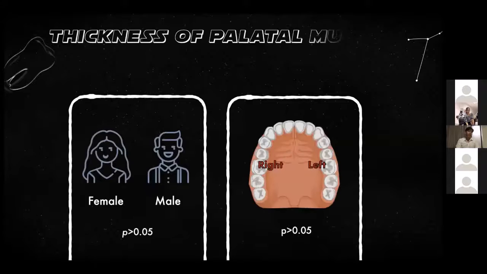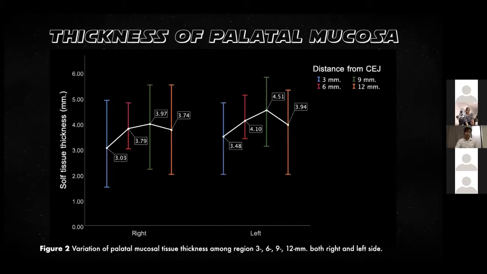From our study, we found that there was no statistically significant difference in palatal mucosal thickness between male and female, and palatal mucosal thickness was symmetric between the left and right side. This diagram shows the mean and range of palatal mucosal thickness, where the x-axis represents the left and right side of the maxillary first premolar, and the y-axis represents the thickness of soft tissue in millimeters. The different colors of the graph represent the different distances from CJ to the measurement point.